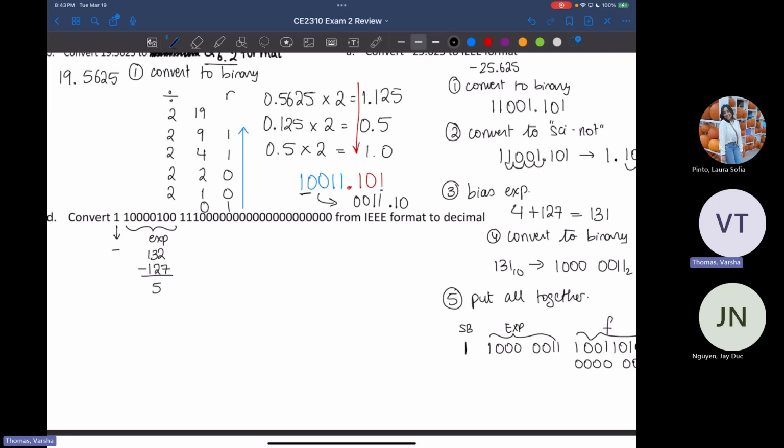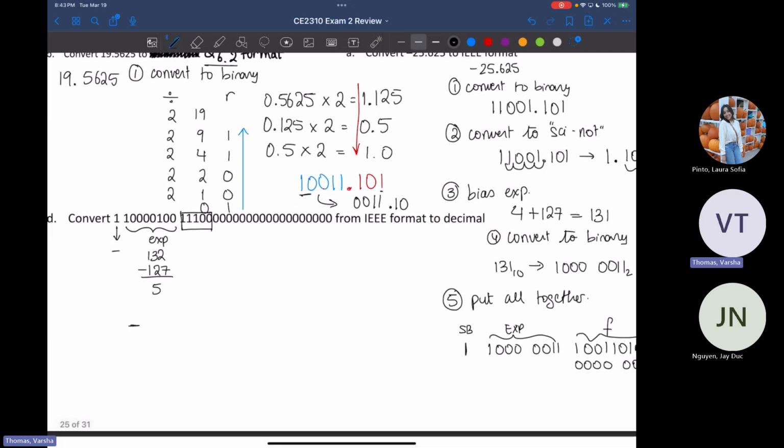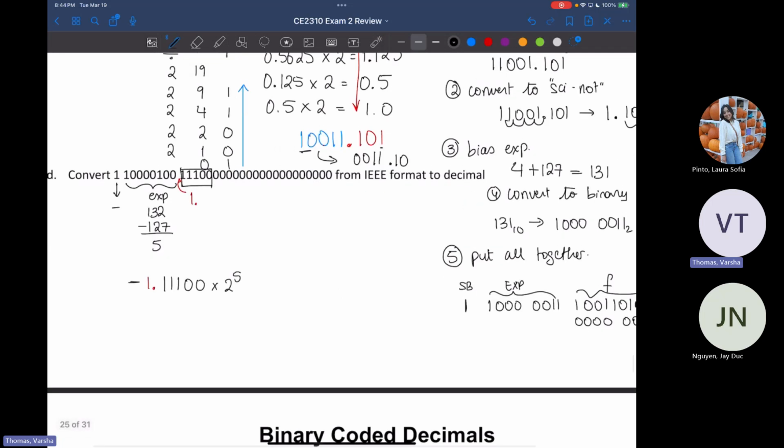And this 5 also tells us that we are taking 5 from the first bits of this 23-bit number. So we're going to put the negative sign here, and remember that we have to bring back that implicit 1. So this 1 is implied, right? So we're going to put the 1, decimal mark, then we have 1, 1, 1, 0, 0. And then we're going to write times 2 to the 5.